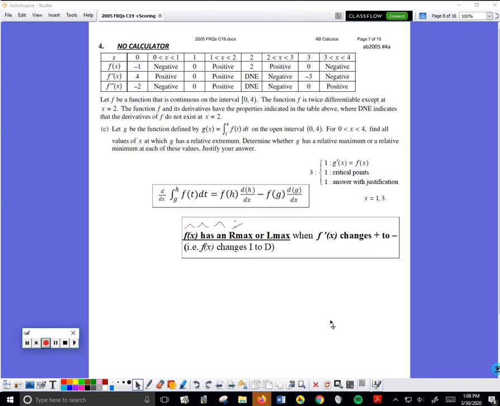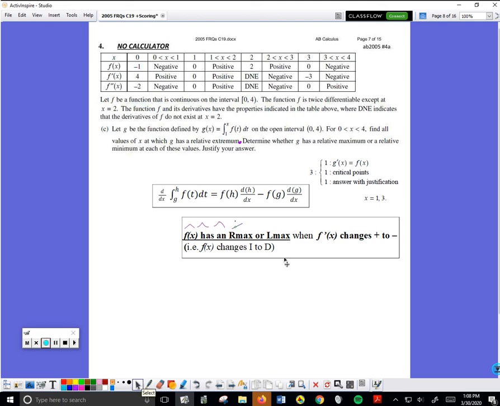Statement FRQ, new question. It says let G be this function. So here's G, the formula for G. From 0 to 4, find all values of x at which G has a relative extremum, meaning relative min or max. I want to do that, but it's kind of like the earlier one we saw. It says determine whether G has a relative max or relative min at either of these values. Justify your answers.